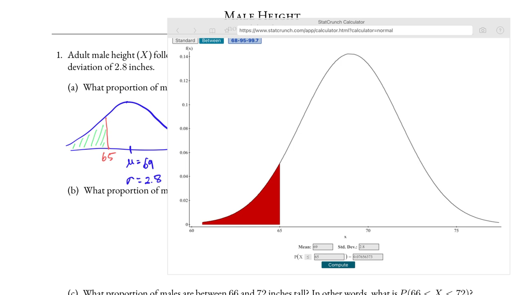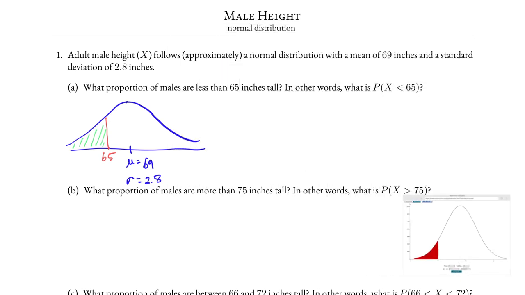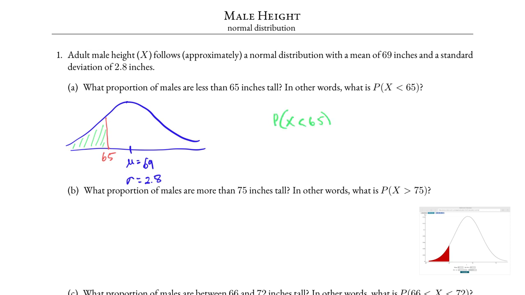The calculator gives us the corresponding probability, and that is 0.0766, rounded to 4 decimal places. And so the answer is P of x less than 65 is 0.0766. Next, what is the proportion of males that are more than 75 inches tall?